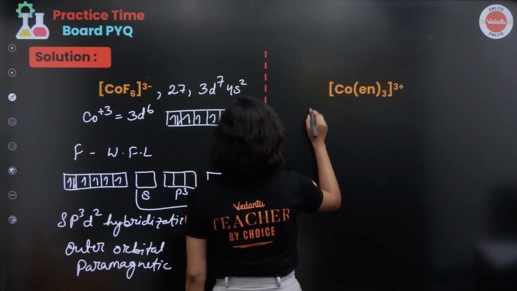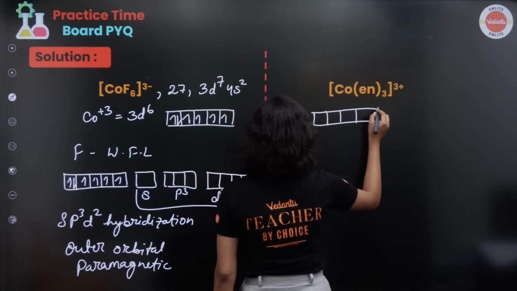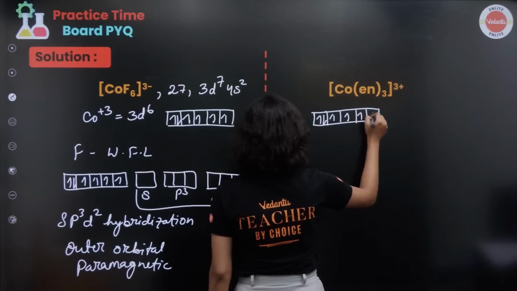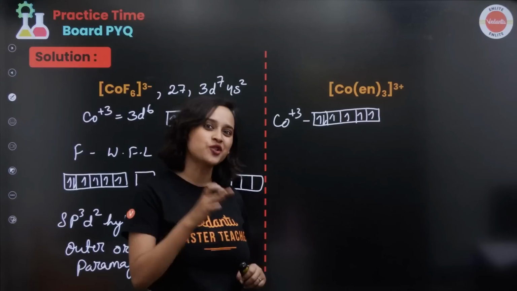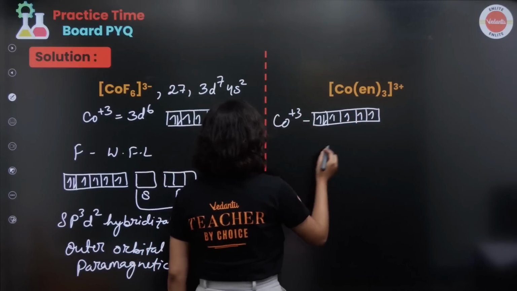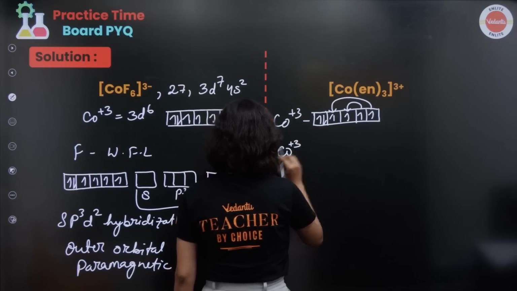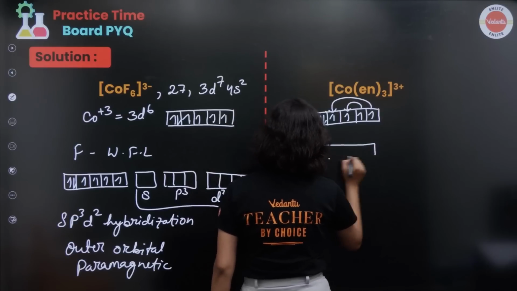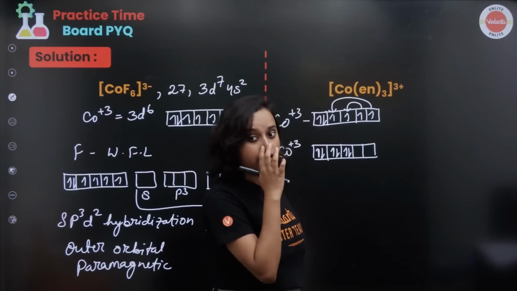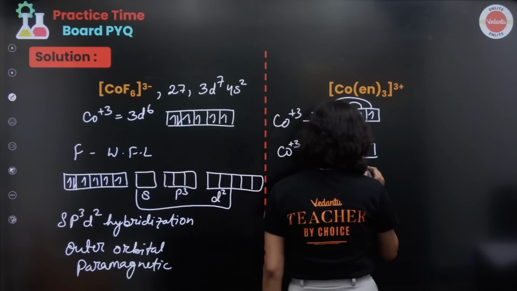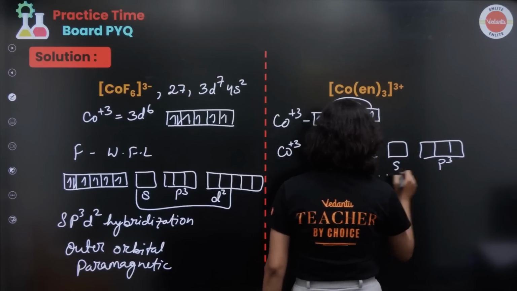Now let's talk about this. Same here also, 3d6, correct? 3 plus, so 3d6. Now, en is a strong field ligand, so pairing will happen. That means this and this, right? Now, Co3+ with en. So 1, 2, 3, 4, 5, 6. Now en will require 6 rooms. So d2, s and then p3. This is the hybridization.